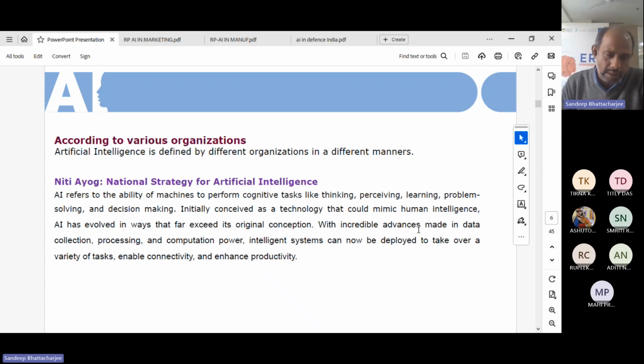With incredible advances at present in terms of data collection, how quickly data can be collected, the concept of big data we had discussed yesterday, continuously flowing tremendous amounts of data from different sources. And of course, you also have hardware improvements in terms of how you can store data and how you can process data. The computation power has also increased, the processing speed has increased. Intelligent systems can now be deployed in different places. We have the concept of bots, nanobots. All these are being deployed in different areas all around the world, even in warehouses and manufacturing units. You see some of the examples also. They have been deployed to take over a variety of tasks. Of course, they enable connectivity, the concept of IoT. Can anybody tell what is IoT?